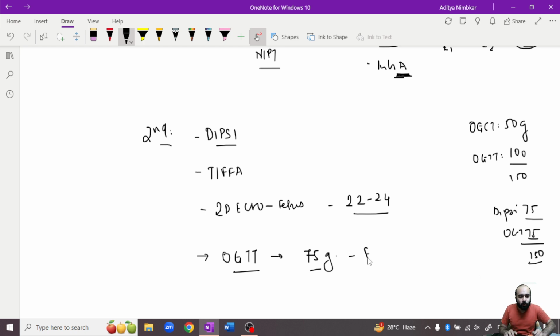In this, you test the fasting blood glucose, you check the first hour sample and you check the second hour sample. If any one is positive, then you say that the female has diabetes. So the fasting levels have to be less than 92, 1 hour levels have to be less than 180, and 2 hour levels have to be less than 153.